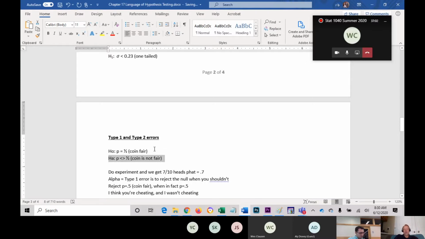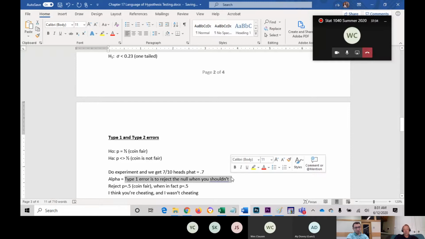So if you rejected the null hypothesis, and you shouldn't have, maybe the 7 out of 10, that's not that unusual, right? So we rejected that the coin was fair. We said we think that there's evidence that the coin is not fair, and we were wrong. The coin was fair, but we said it wasn't, okay? So that's what we refer to as a type 1 error. Type 1 error is to reject the null when you shouldn't reject the null. Okay?